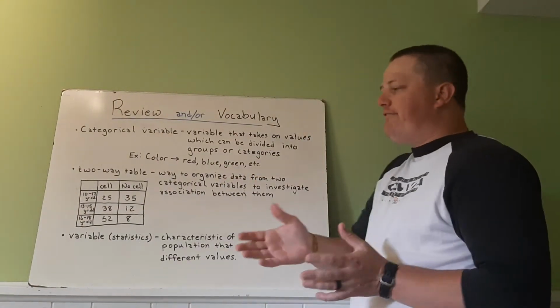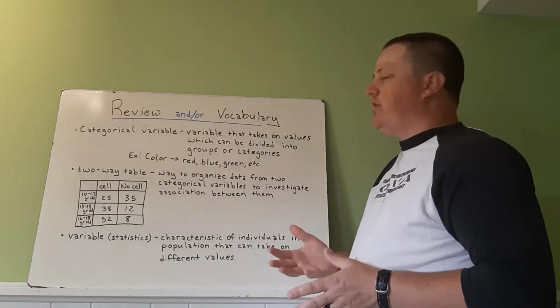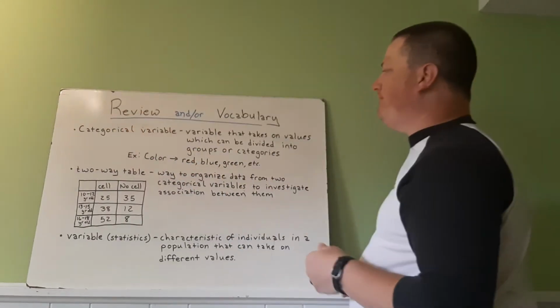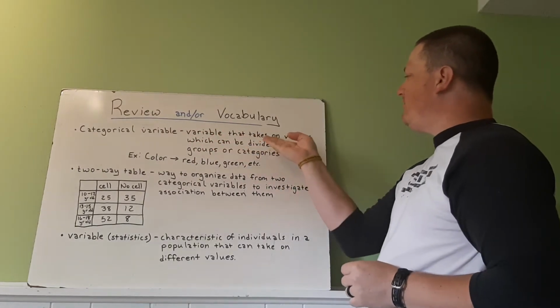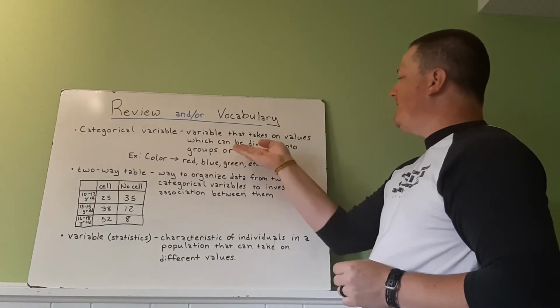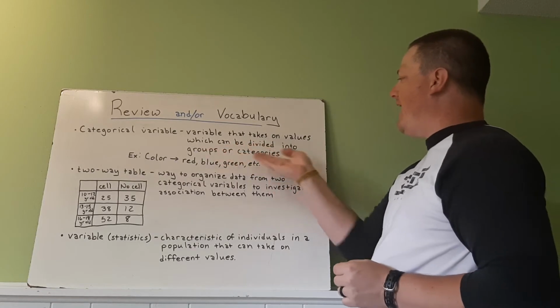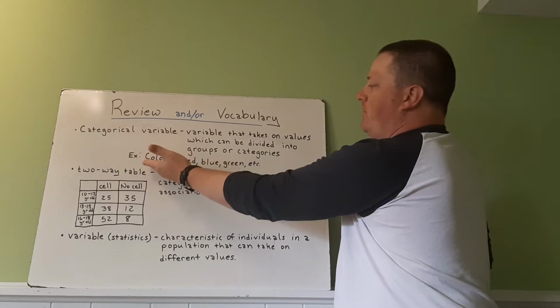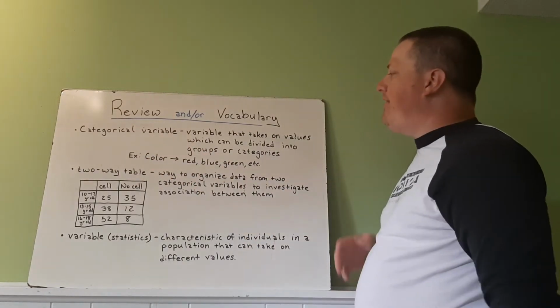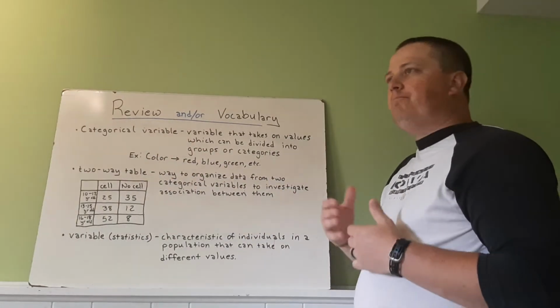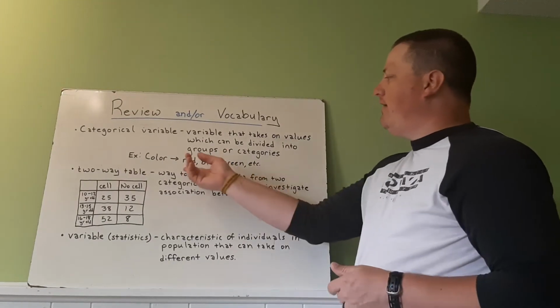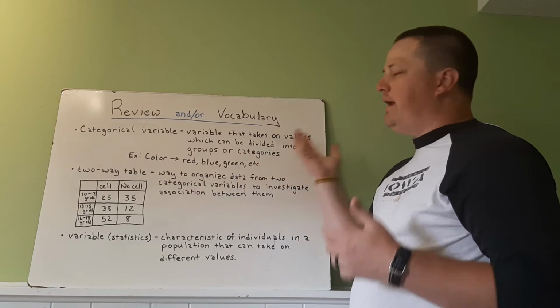All right, so we have 3 main vocabulary terms that we're going to be looking at. So first is categorical variable, which is a variable that takes on values which can be divided into groups or categories. So for example, a categorical variable would be the color. And then color can be broken into multiple types of colors that we're maybe looking at, such as red, blue, green, or others.